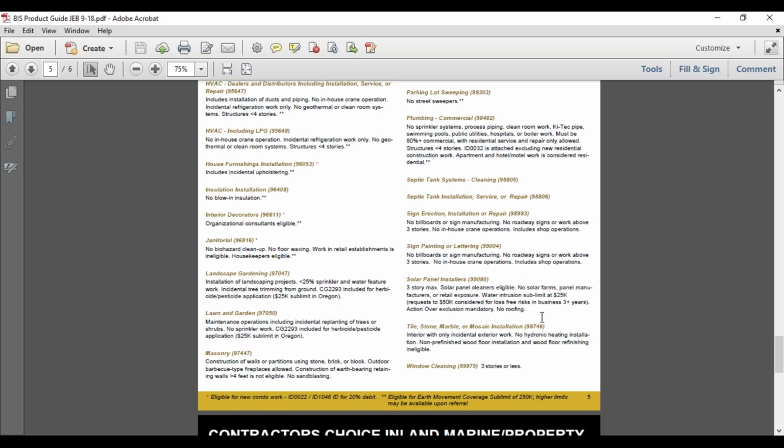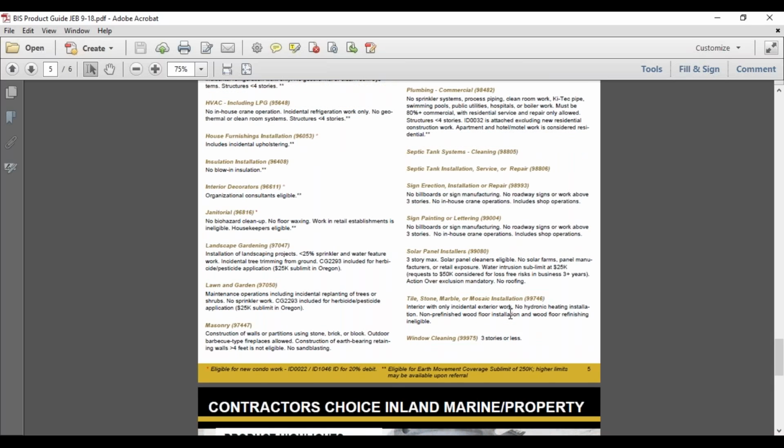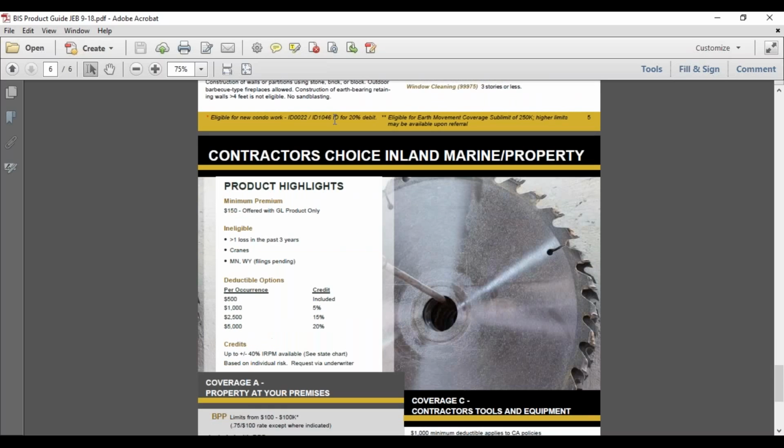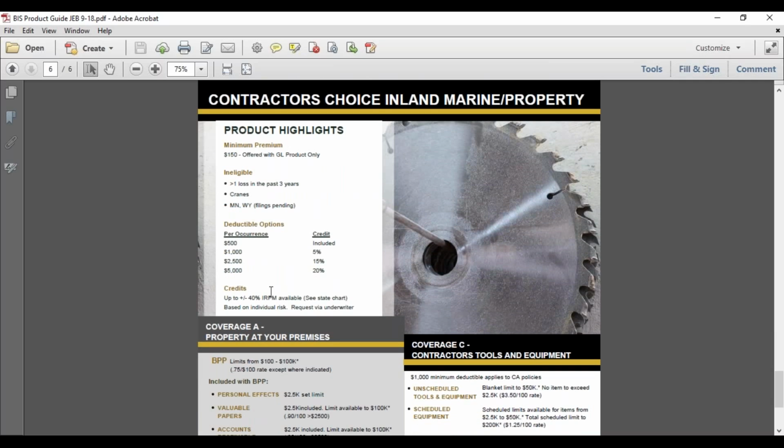There is a roof, they cannot be doing any roofing, and we have a water intrusion sublimit of $25,000 on this policy. So, you know, it is coverage, it's an admitted option, but there are some limitations. We can also add your inland marine to your GL. It has to be in conjunction with the GL. It cannot be standalone. And these are the product highlights.